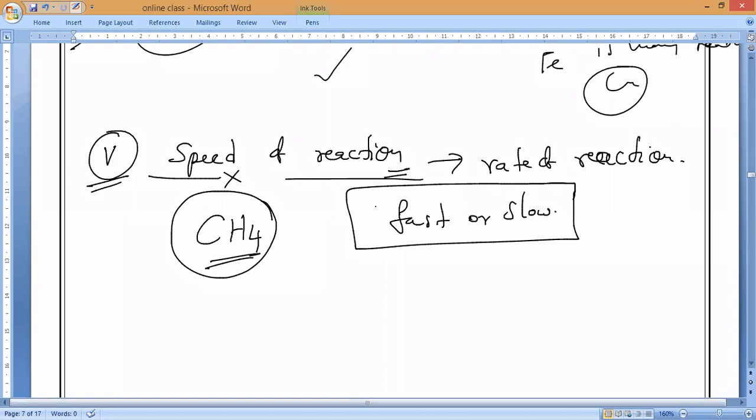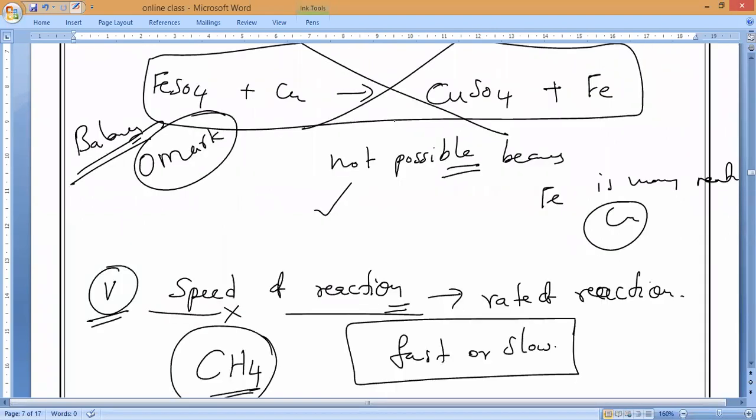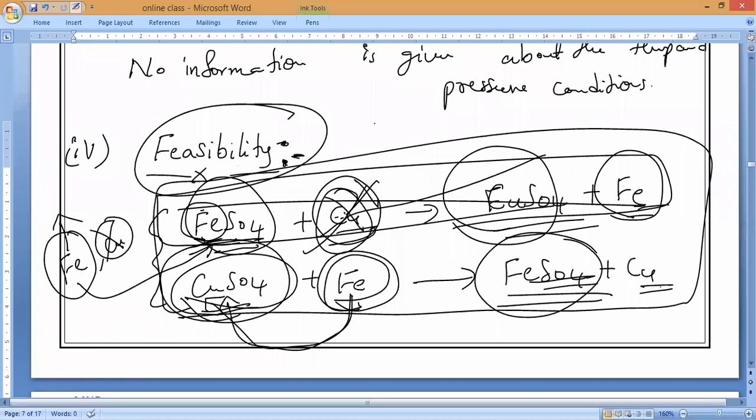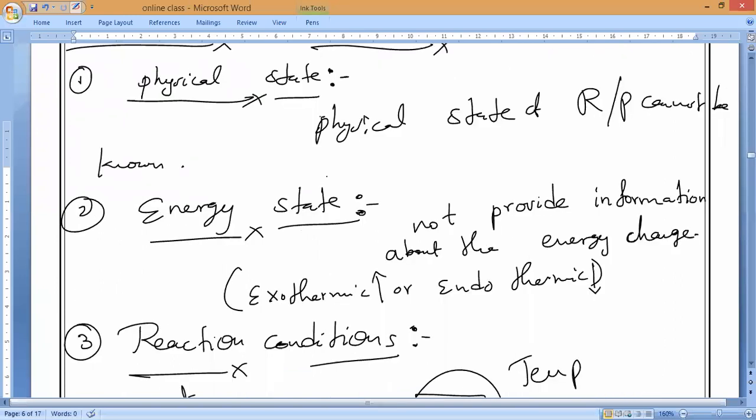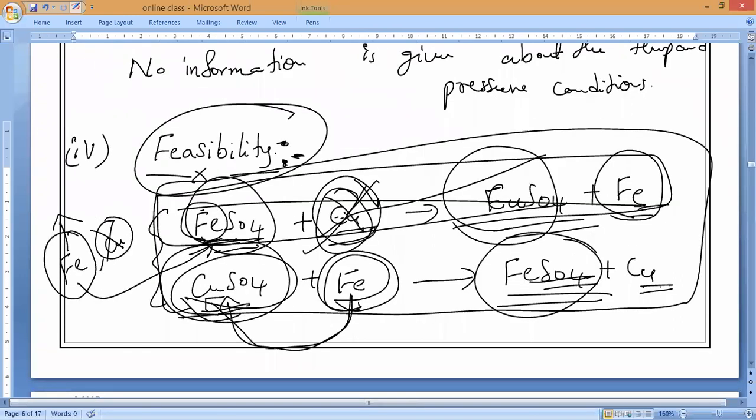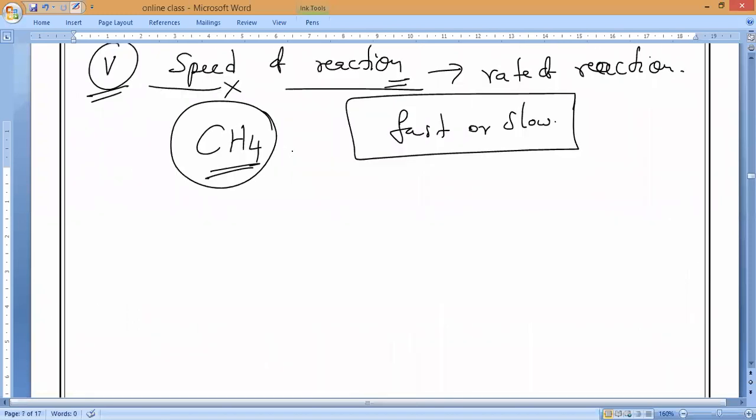Now we have a problem. We have to rectify it or not? Everybody tell me. Please respond. Yes. So these are all the problems we have, and one by one we have to provide the solutions: the physical state, the energy state, the reaction conditions, the feasibility, the speed of reaction. These are all the problems for us.